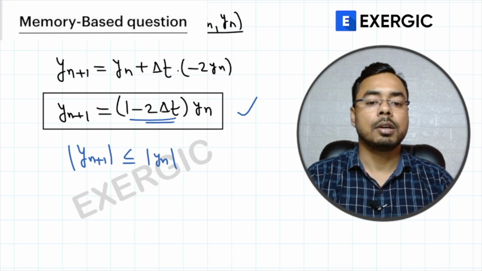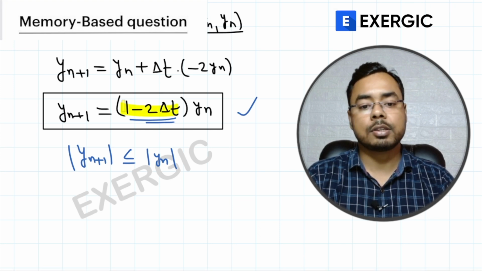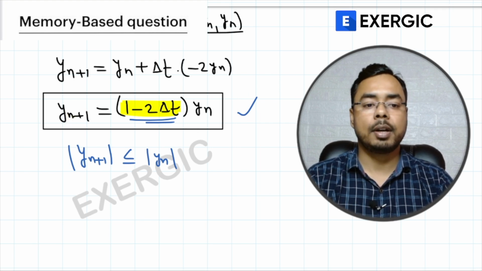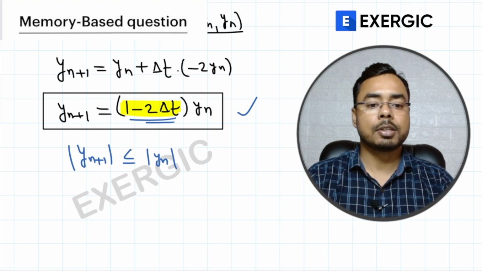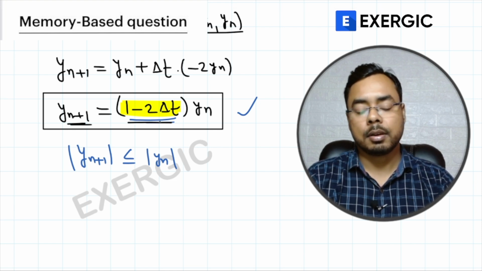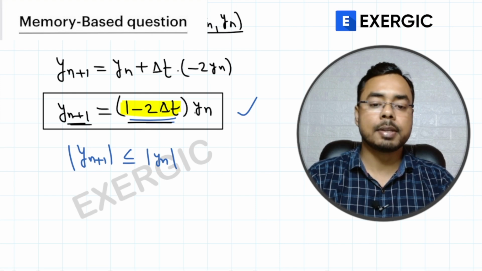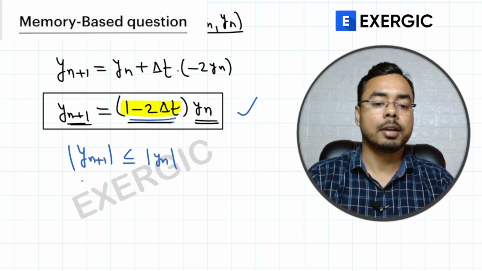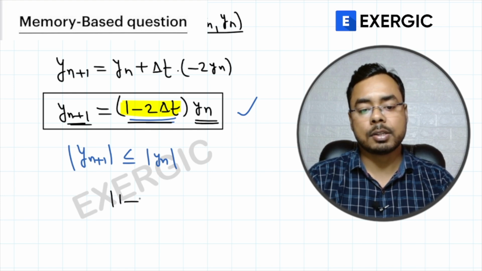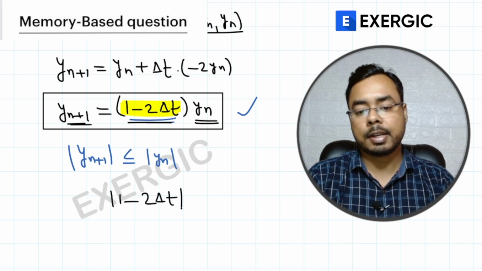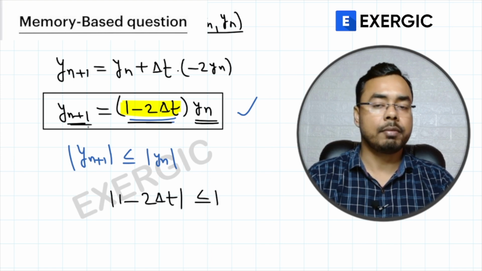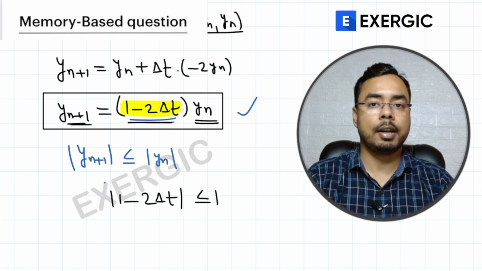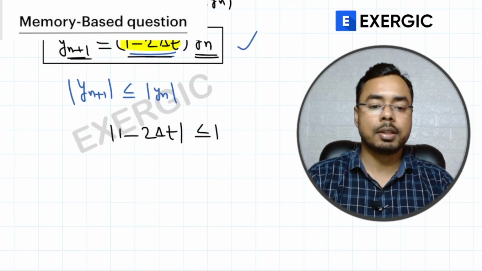Now in this relation, what should be the criteria on this constant quantity so that y_{n+1} will be less than or equal to y_n? It is obvious that y_{n+1} is this expression multiplied by y_n. So if mod of (1 minus 2 times delta t) is less than or equal to 1, then obviously y_{n+1} will be less than y_n, and this will be the criteria for stability here. Now just solve this inequality.